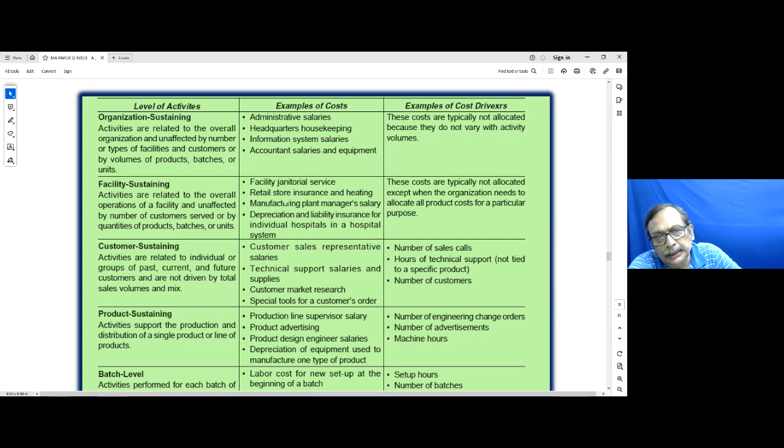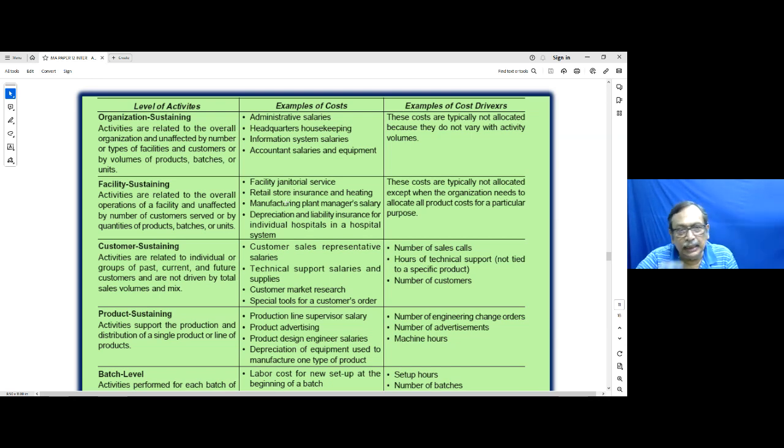Organization sustaining activities are related to the overall organization and unaffected by number or types of facilities and customers or by volumes of products, batches or units. Examples are administrative salaries, headquarters housekeeping, information system salaries, accountant salaries, etc. And examples of cost drivers I have written, these costs are typically not allocated because they do not vary with activity volumes. Mostly these are all fixed costs.